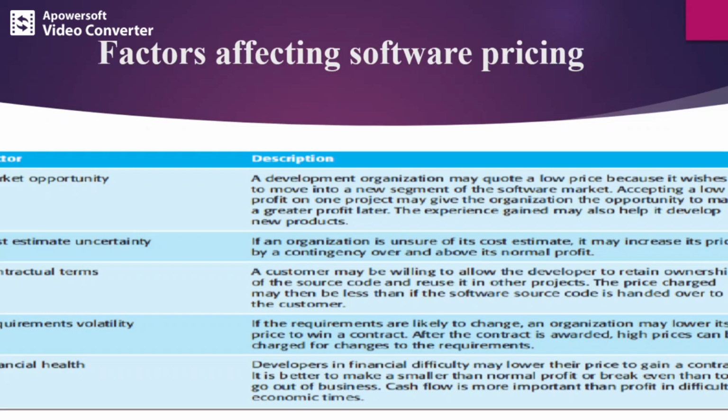So in those cases, what you do is you may increase the price by a contingency over and above the normal profit. So you have some profit range, isn't it? So you can choose the cost either near to that profit range or above it when you're not sure of it. Third one, contractual terms.